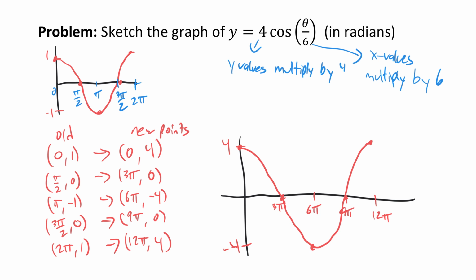And of course, for the cos graph, we know that it curls back down on either side because it's going to continue with that cos wave.